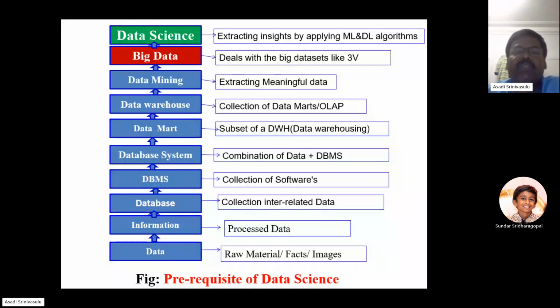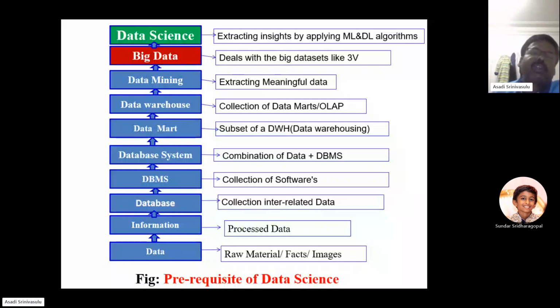Then we have a buzzword called big data. Big data deals with big data sets and challenges like volume, velocity, and variety. In order to process big data, we are using big data processing tools like Hadoop and Spark. These are very good technologies under big data, with major concepts like MapReduce and HDFS, Hadoop Distributed File System.